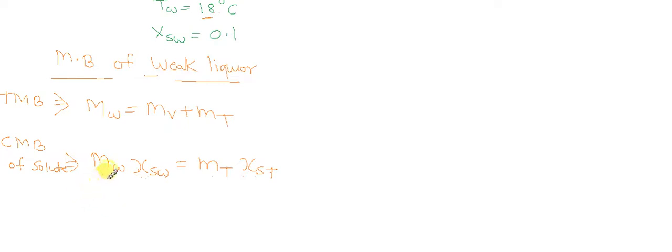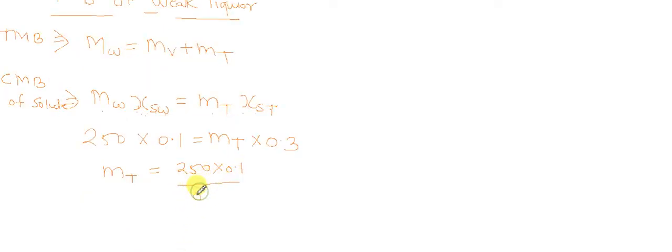So I put the value of mw as 250 into 0.1, that is equal to the mass flow rate of thick liquor into 0.3. When I find the value of mt from this equation, I get 250 into 0.1 divided by 0.3. So I get the value 83, and that unit will be kg per hour. Okay, so I take the round figure 83 kg per hour.